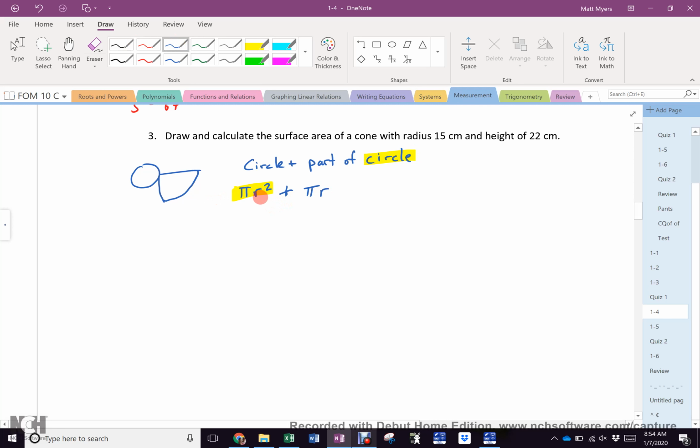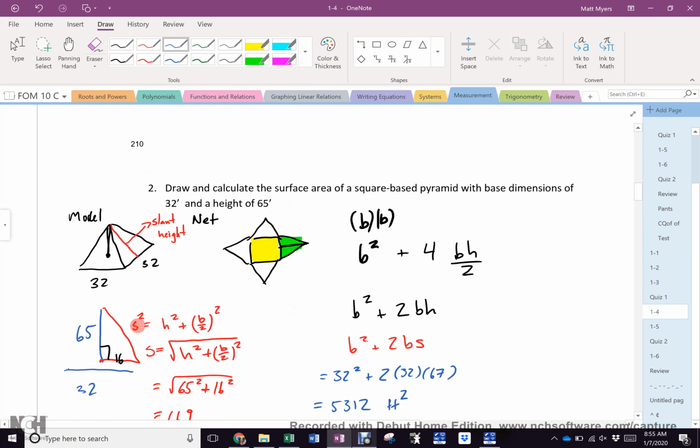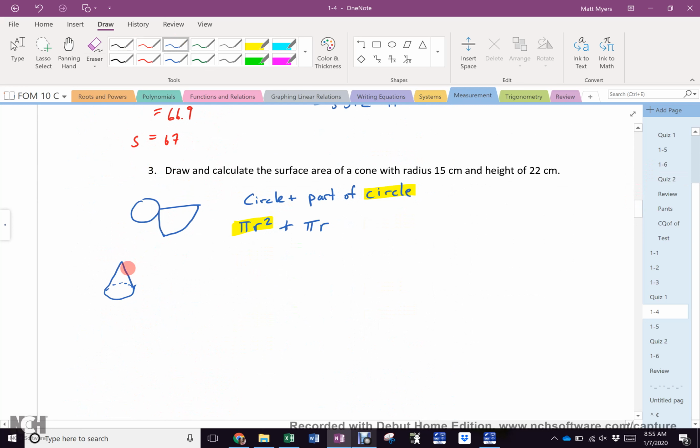Pi r squared, yeah? But isn't a cone just a pyramid? What did we have to remember when we did the pyramid surface area? We needed this slant height, didn't we? So does it not make sense that we need a slant height here? And since this is only part of a circle, it's not going to be r squared. It's just r and s for slant height. Does everybody understand?